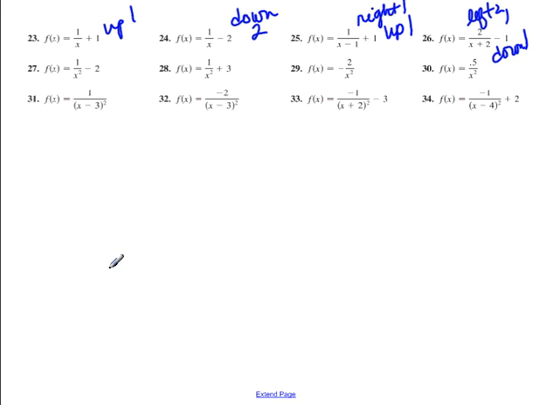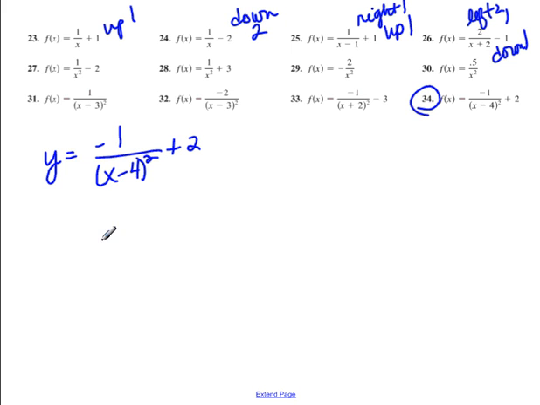Right? 1 over x squared minus 2 just moves down 2, but that's the basic graph of 1 over x squared. So you have to think about which is the basic graph that you're moving. Are you moving 1 over x or 1 over x squared? So 27 through 34 are all variations of 1 over x squared. So let's just talk about one of these. Number 34 is probably the most difficult, where y is equal to negative 1 over (x minus 4) squared plus 2. So what would happen here?